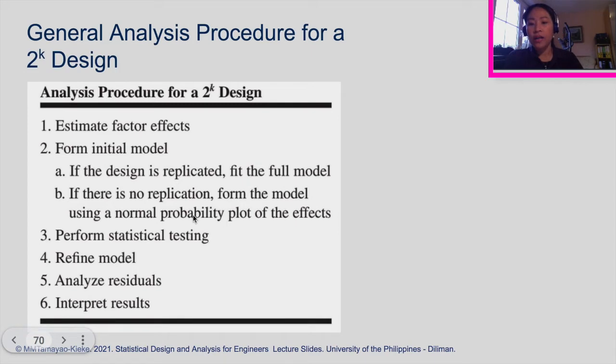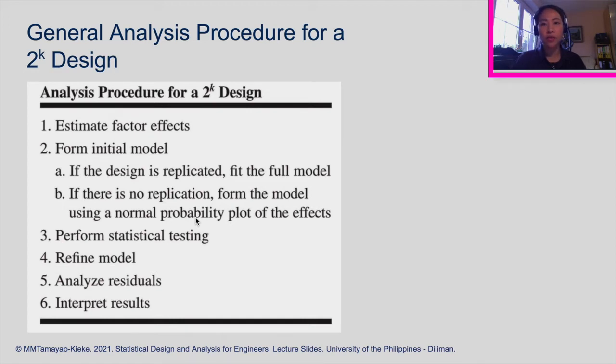All right, the third step is for you to perform statistical testing. And the formal test for the significance of the main effects and interactions is the analysis of variance, as we have shown in the previous discussions. And then the fourth step is to refine the model. So from the full model, are there variables that are not significant? Then if they are not significant, you have to remove them from the model and then fit the data again. And then the next step is, of course, analyzing the residuals.